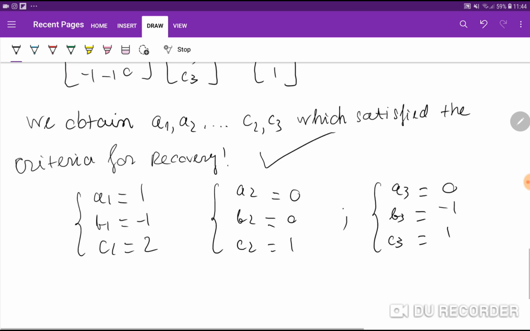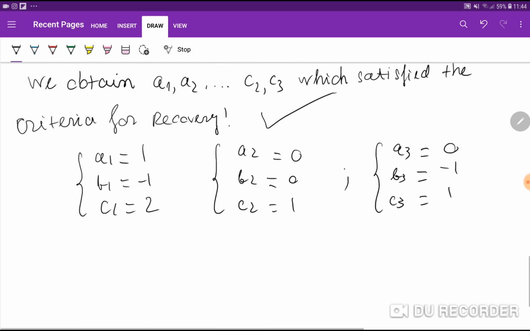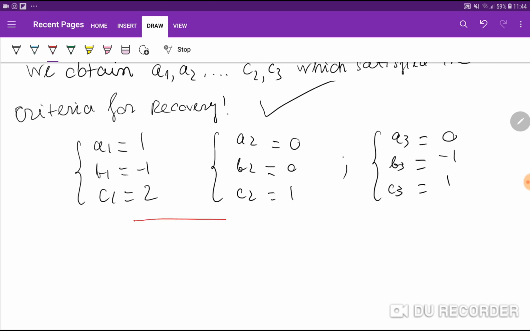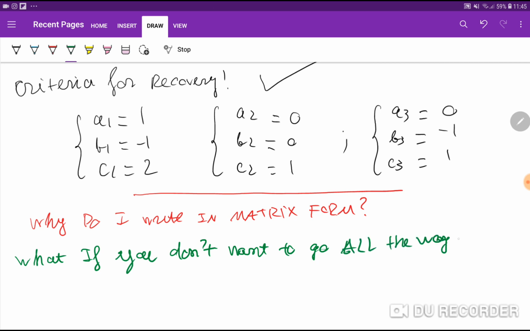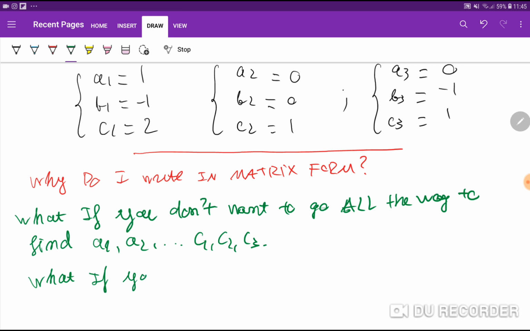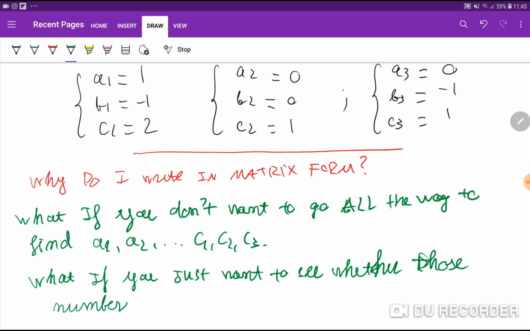So it's satisfied. Now, why do I introduce a matrix? What happens if you don't want to solve 3 equations at once? Why do I write it in matrix form? Okay, so it's a what-if question, right? What if you don't want to go on the way to find all 9 numbers, A1, A2, A3, B1, B2, B3, C1, C2, C3? What if you just want to see whether those numbers exist or not?